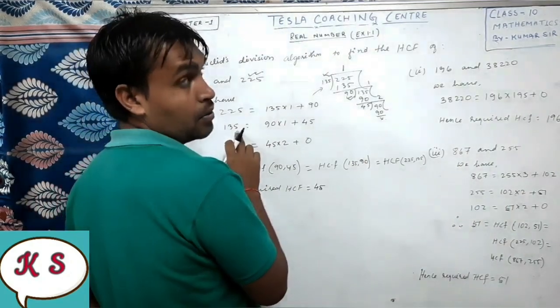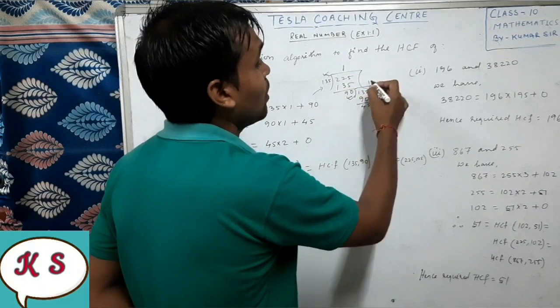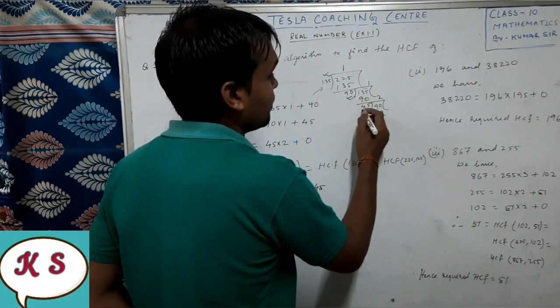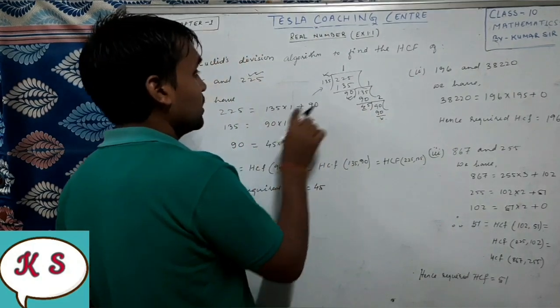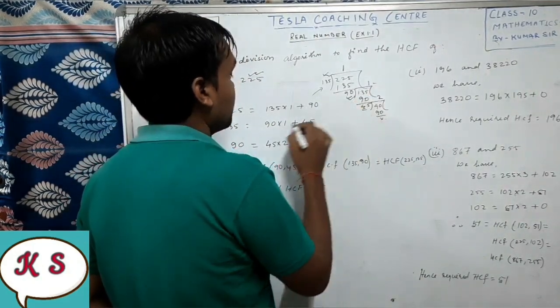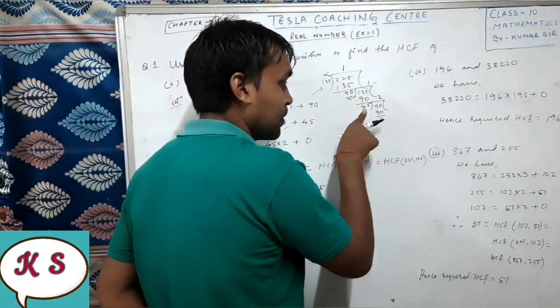Now we are going to divide 135 by 90. How many times will it go? One time, so one time means 90. How much is the remainder? 45. So we'll write 135 equal to 90 into 1 plus what is the remainder left? 45.